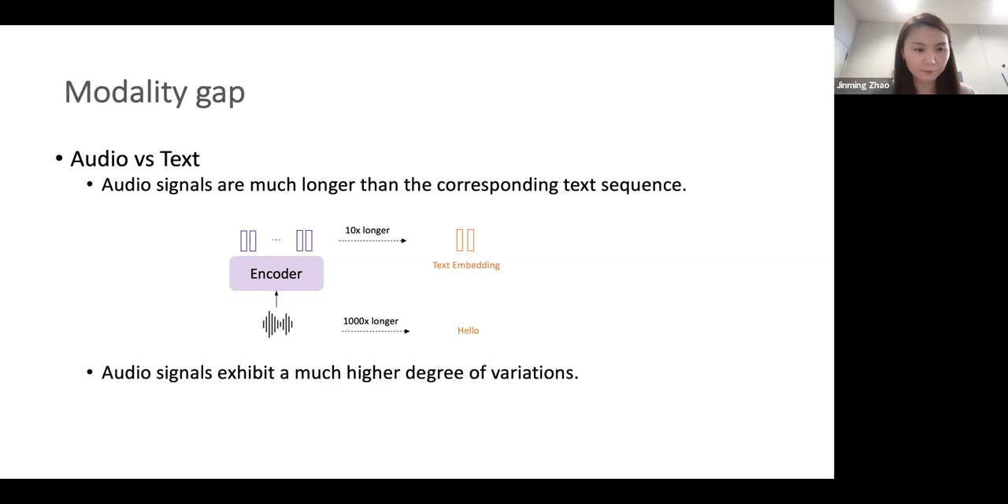On the other hand, audio signals exhibit a much higher degree of variation, while text doesn't. When the content is given, for a certain piece of text, for example, V, its embedding is always the same. But for speech, V can be realized differently in consecutive vectors. Another variation aspect is that the number of speech vectors can also be different.